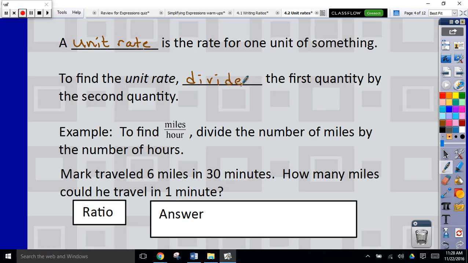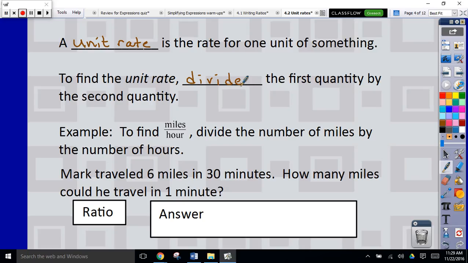Okay, so for example, if you want to find how many miles are in 1 hour, say you know that you traveled 36 miles and it took you 2 hours, and you want to find how many miles you traveled in 1 hour, you're just going to divide the number of miles by the number of hours. So we have our example here. Mark traveled 6 miles in 30 minutes. How many miles could he travel in 1 minute?